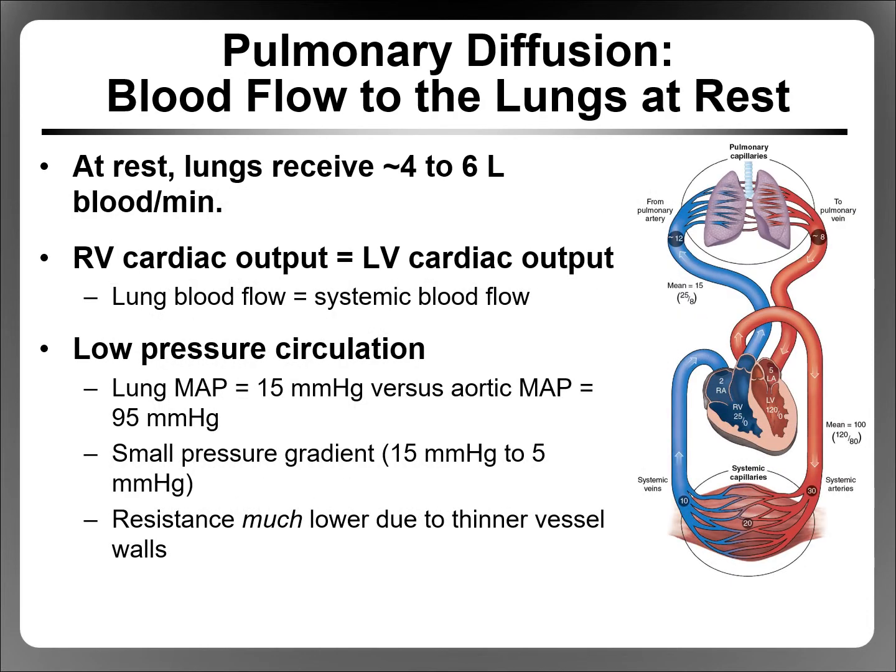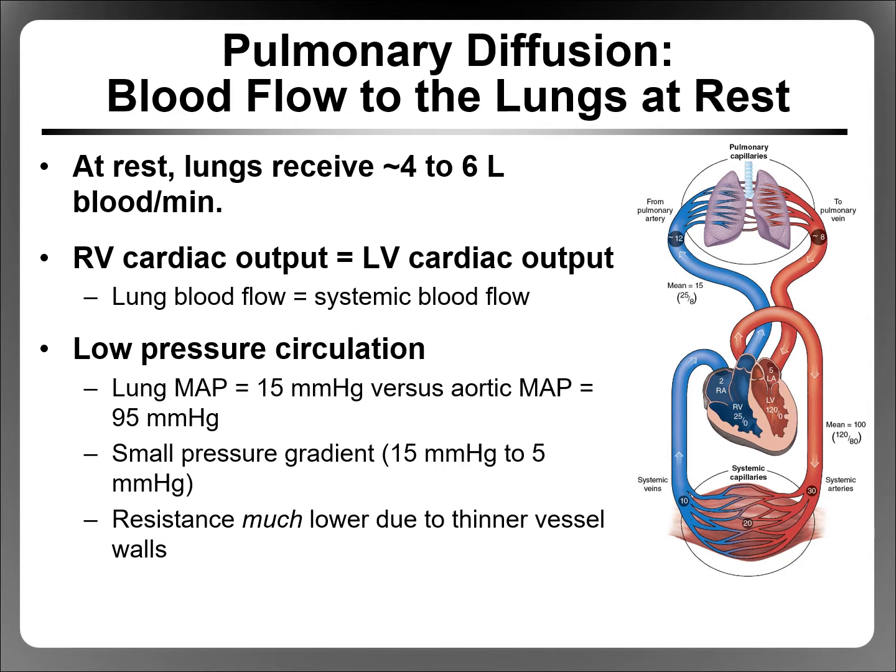So at rest, our lungs are going to receive somewhere between 4 to 6 liters of blood per minute. So if you remember, our typical cardiac output is around 5 liters per minute, so this makes sense. Our right ventricle cardiac output is going to equal our left ventricle cardiac output. That's because our lung blood flow is going to receive the same amount as our systemic blood flow.